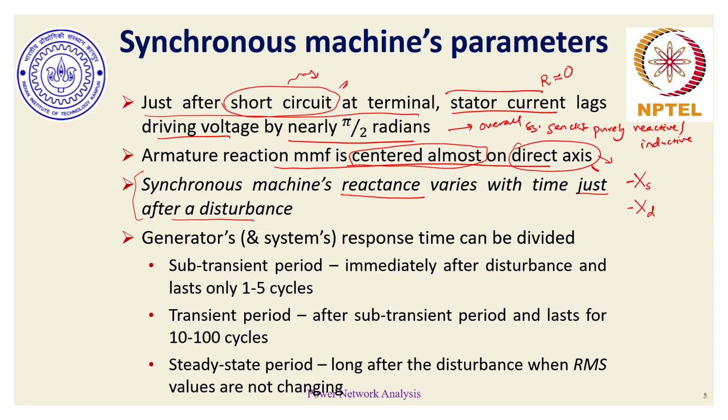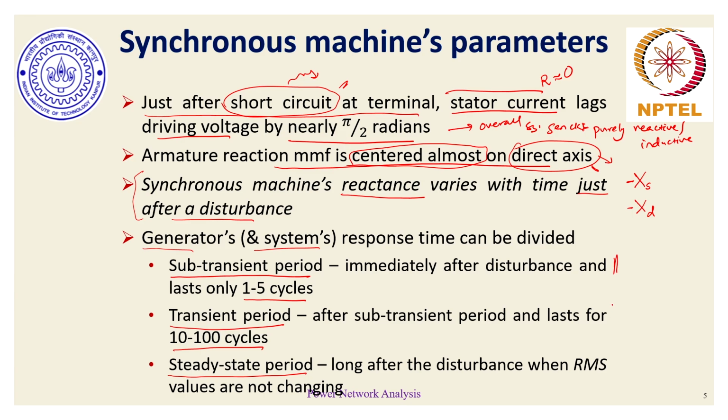Because this machine reactance is varying, the generator's response, or for that matter, the power network's response after a fault, can be categorized into three distinct periods. The first one which appears is the subtransient period, which is just after a fault or a disturbance at the terminal of a synchronous generator, followed by a transient period which is a little bit larger compared to the subtransient period. The subtransient period typically lasts for 1 to 5 cycles, whereas the transient period would be there for a few hundred cycles, followed by the last, steady state period in which the RMS values of voltage and current don't tend to change.